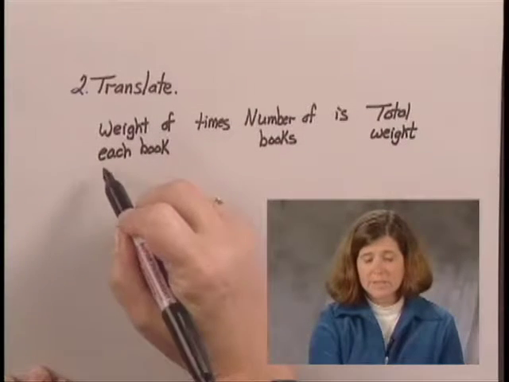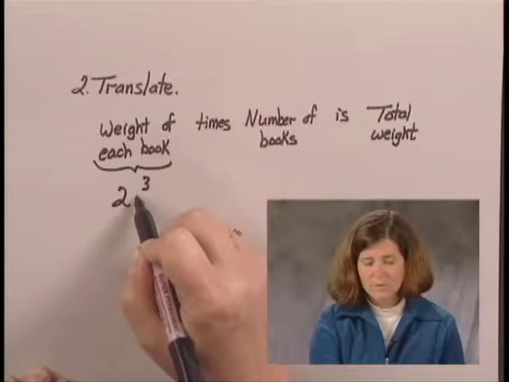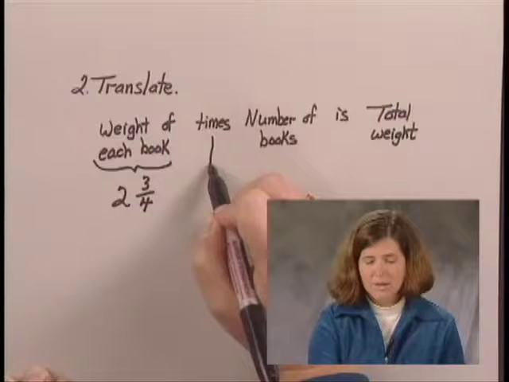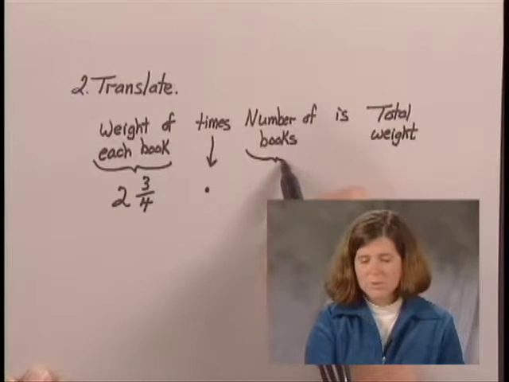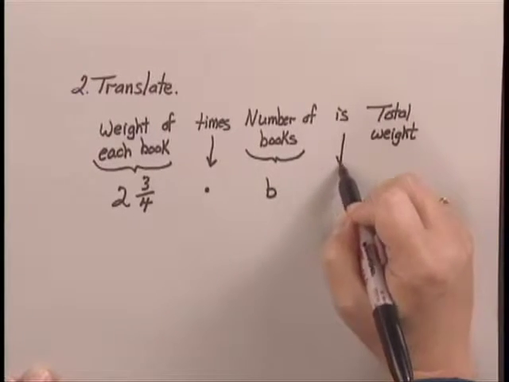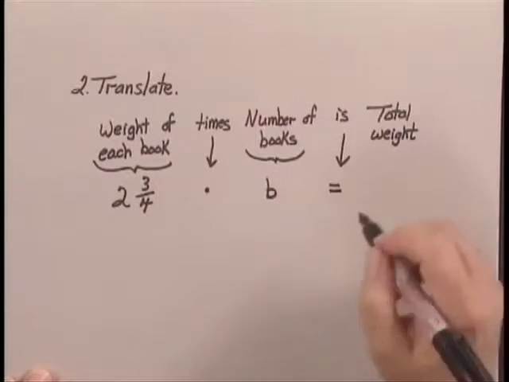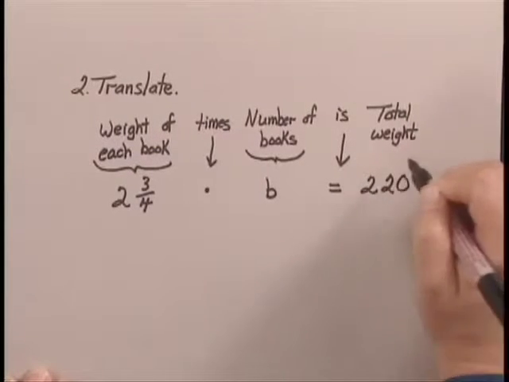And this translates then, the weight of each book was 2 3/4 pounds, so we have 2 3/4. Times is a multiplication symbol. The number of books we let equal B. Is translates to equals, and the total weight was 220 pounds. So we write 220.